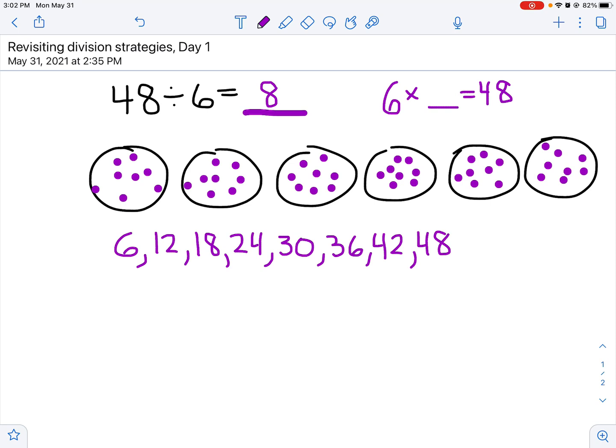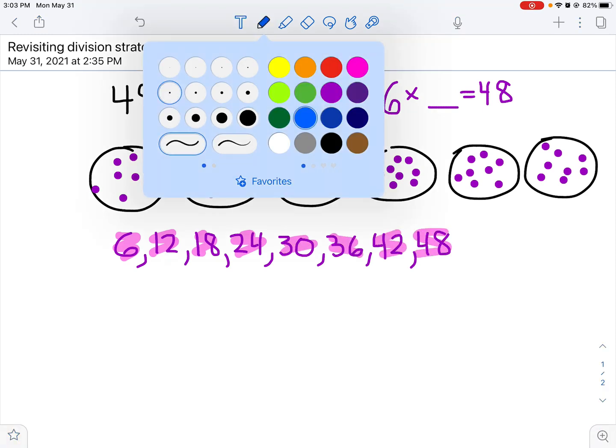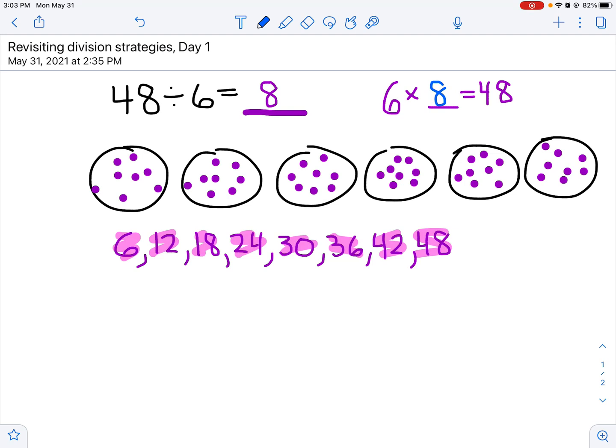So now I've counted by 6s to 48, and this was pretty efficient if you're fluent with your skip counting. If you're not fluent with your skip counting, it's less efficient, but it still works. So now I just count how many times I counted by 6s. 1, 2, 3, 4, 5, 6, 7, and 8. And so therefore, our missing portion is 8, which gives us our answer of 8.